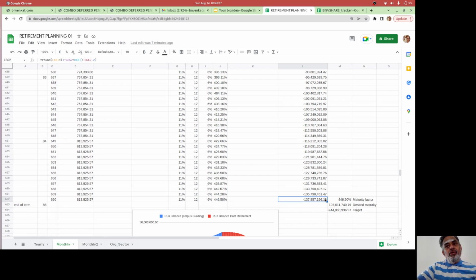Now we were going negative, and the desired maturity is thus 1,70,000, and now we are short of 24 crore in the target. Now let us fix it. Let us try to calculate.